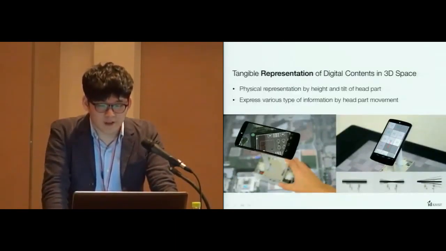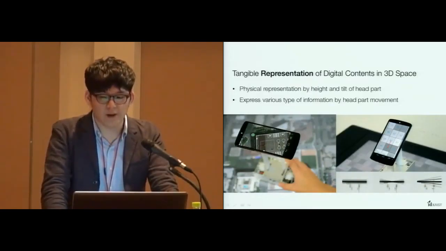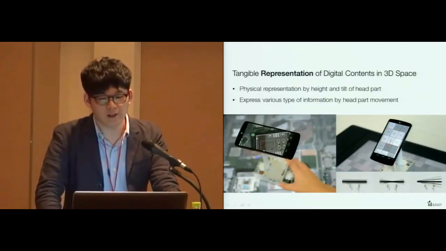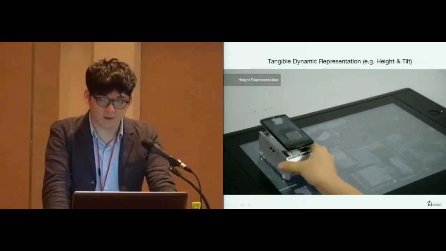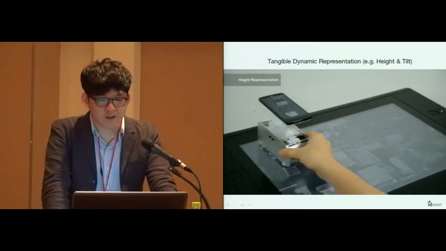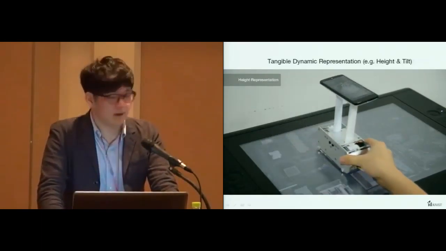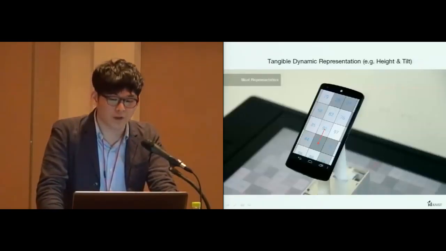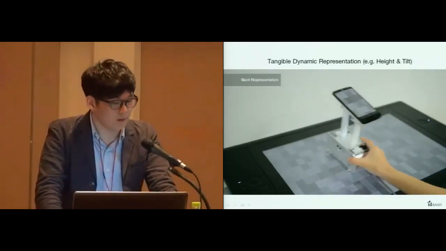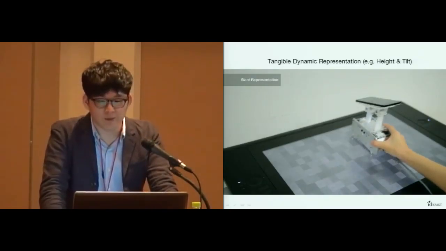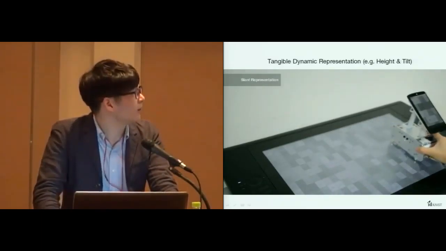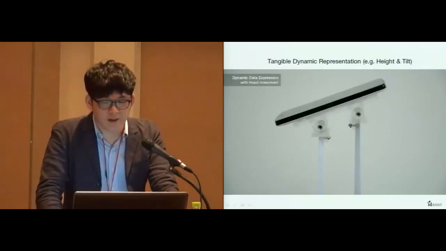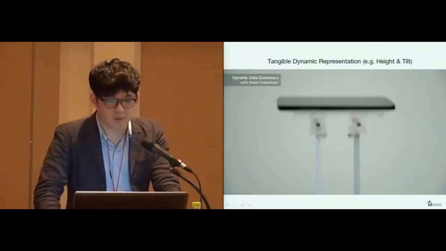Tangible representation features a height change or tilt of the head part by converting digital data into physical movements. Navigating G-raff through the surface of the tabletop, the elevating head display can actively represent the height of a building or show the tangent plane of a 3D graph. Also, head movement can express other types of information, such as airflow in a 3D position.